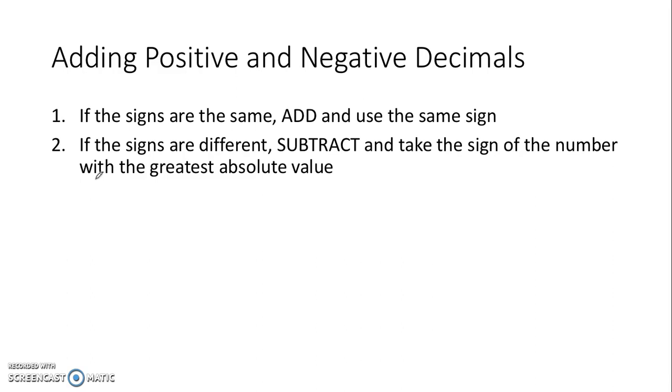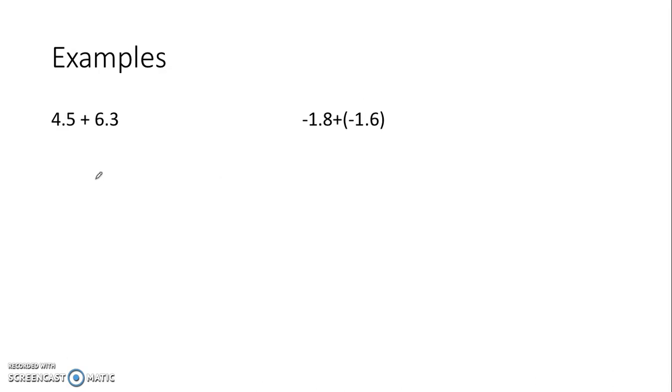So remember, it's the same rules as when we were doing integers. So when you're adding, if the signs are the same, you add and use the same sign. If the signs are different, you subtract and take the sign of the number with the greatest absolute value. Alright, so it's the same exact thing as if they were integers, but this time it's decimals. So here's some examples.